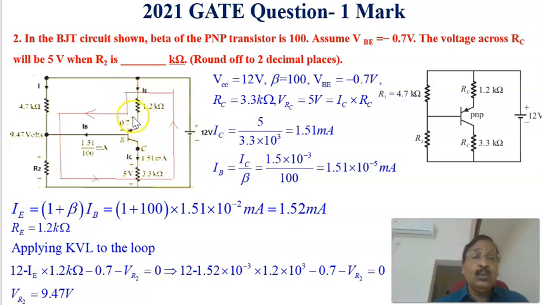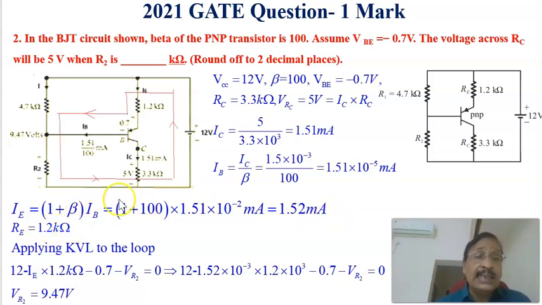Now you can calculate the emitter current. The emitter current is the summation of the base current as well as the collector current, or beta IB plus IB, or 1 plus beta times IB, so IE equal to 1 plus 100 into 1.51 into 10 raised to minus 2 milliampere, which is equal to 1.52 milliamperes. Emitter current equal to 1.52 milliamperes.